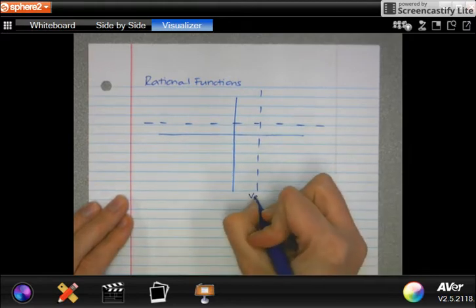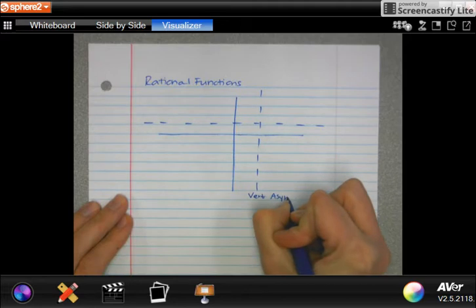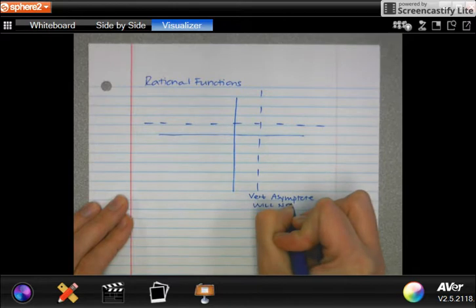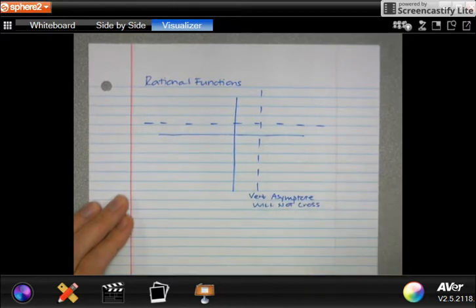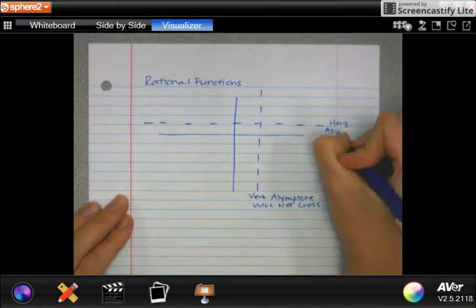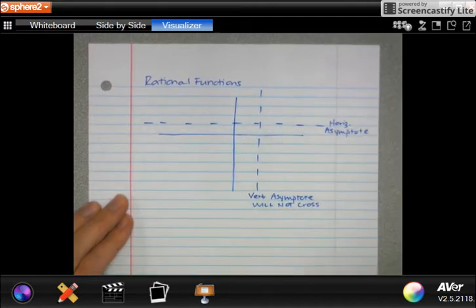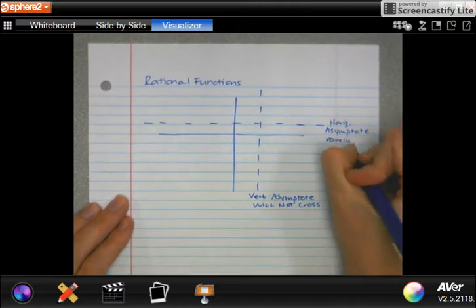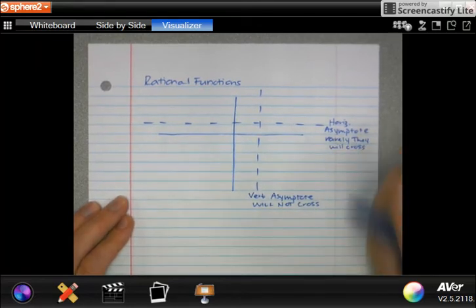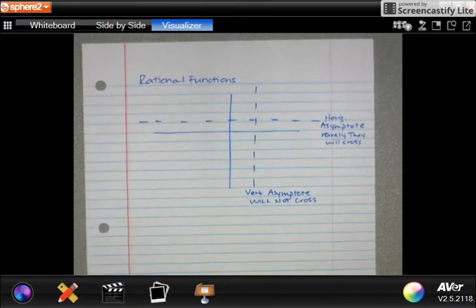So this would be the vertical asymptote. And your graph will not cross these. This right here is an example of a horizontal asymptote. And the different thing about horizontal asymptotes is that rarely they will cross. It's hard to know when, but in the next few days, we'll talk about how you would identify if it's going to cross.